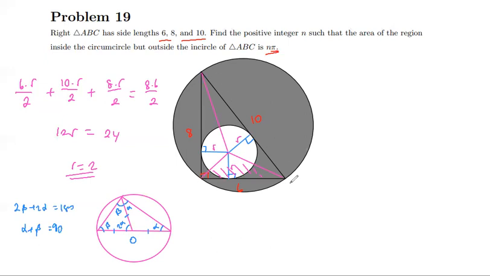This side is 10, so the radius of the larger circle is 5. I'm going to call that radius 5. The area of the larger circle is pi times 5 squared, and the area of the smaller circle is pi r squared. r was 2, so that is 2 squared. 25 minus 4 will be 21 pi. The question was asking for the number right here, so that should be just 21. So that's the answer for problem 19.